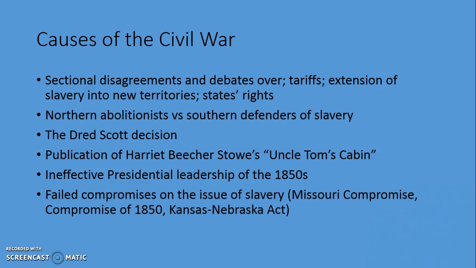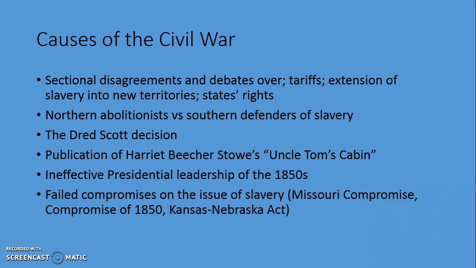Failed compromises on the issue, like I just mentioned: the Missouri Compromise that gets overturned, the Compromise of 1850, and the Kansas-Nebraska Act are all going to be failed compromises on the slave issue. Obviously, these are all over the extension of slavery. The Missouri Compromise says that Missouri is the only state above the 36°30' line that can become a state that has slaves. No other territory in that region can.